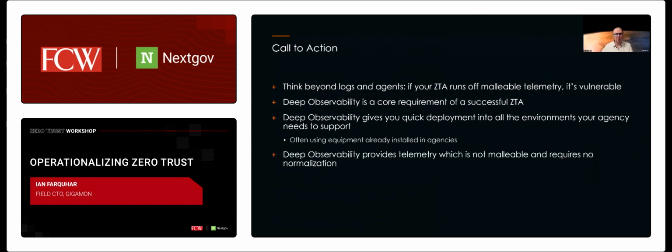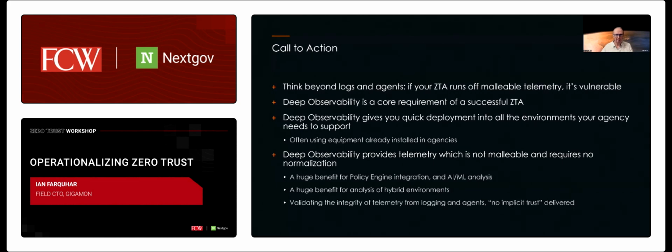Deep observability also provides telemetry, which is not malleable and requires no normalization. Huge benefit in integrating it into a policy engine. It will make hybrid environments very visible and accelerate AI and ML analytics very, very straightforwardly. You can get early wins.